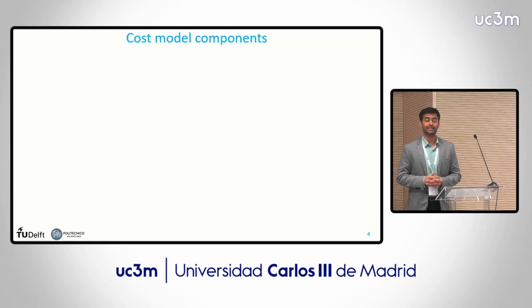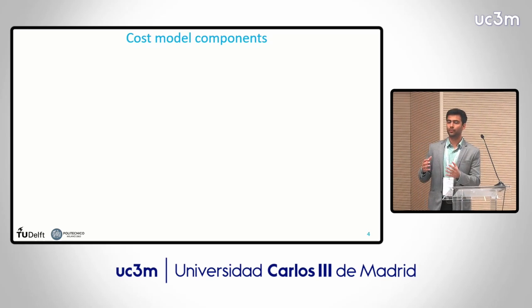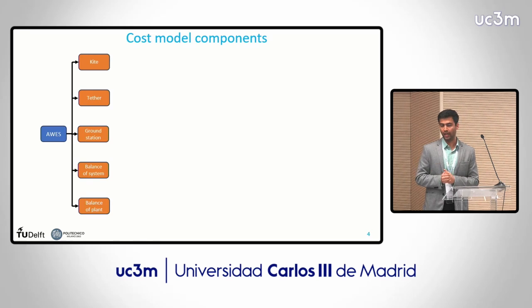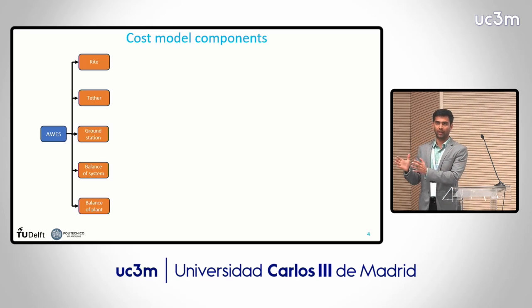And I say credible because this work is a collaboration between multiple partners. I will talk about it later. But first, let's see how we divide the structure of the cost model. Currently we have 3 main strands: fixed wing fly gen, fixed wing ground gen, and soft wing ground gen. We don't go into the other concepts yet, but it can definitely be improved.